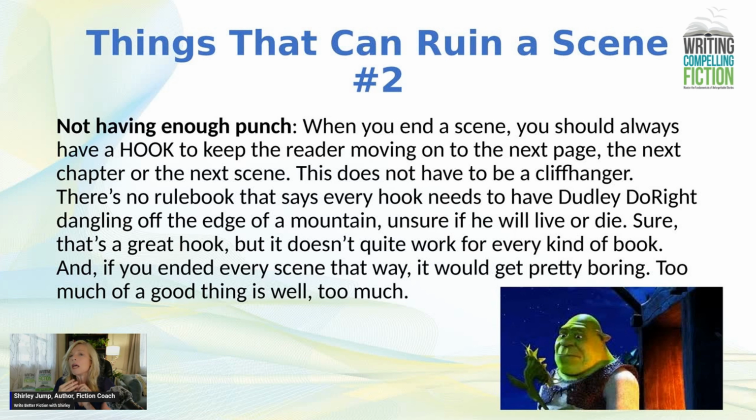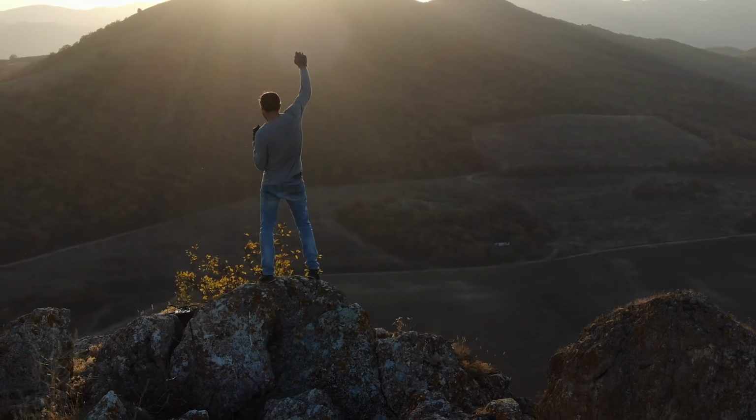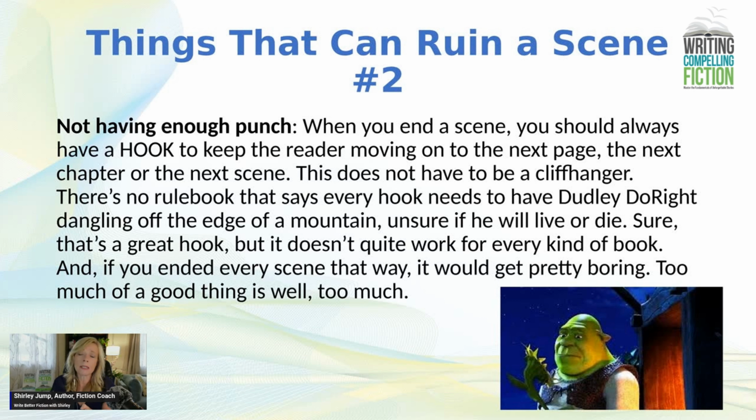You also want to have that hook that keeps the reader moving to the next page, the next chapter, the next scene. There's no rule book that says that every hook needs to have somebody dangling off the edge of a mountain or having a dead body there. That's not necessarily what you need to have. But you need to have the reader wondering, what are they going to do next? How is this going to work out? How are they going to get out of this dilemma?